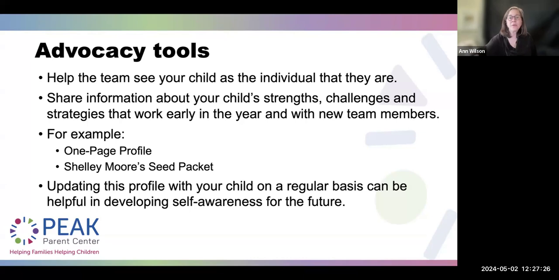Also, if you start early and do this, or whenever you start, it can be a process of updating year by year to really help your child develop self-awareness. They'll be asked a lot about themselves later on and have to be able to speak about what support needs they have. So if you revisit these conversations, that can be helpful for the future.